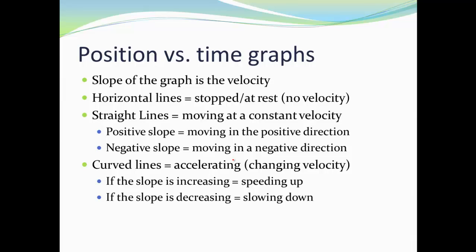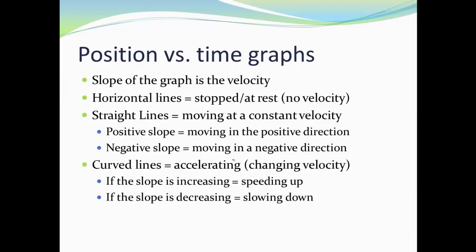With a horizontal line, that means that you are stopped or not moving, at rest. So anytime you see a horizontal line in a position versus time graph, that means that you are stopped. Straight lines mean that you are moving at a constant velocity. So horizontal is also a straight line with just a slope of 0, so a constant velocity of 0. Now if it has a positive slope, it's moving in the positive direction. If it has a negative slope, it's moving in the negative direction. So anytime you see a straight line, you have a constant velocity.